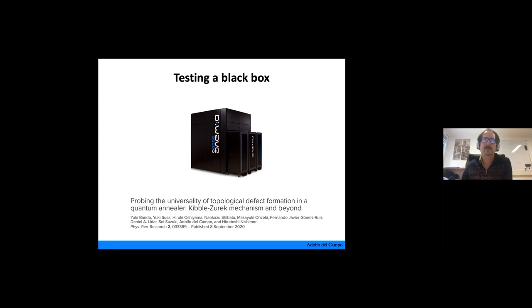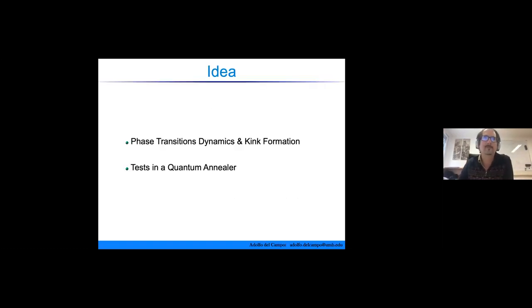And of course, one of the best ways is just take a paradigm, something that you understand very well, such as the dynamics of a phase transition, in particular for kink formation, and test it and see to what extent a quantum annealer behaves according to the theoretical predictions. We will do something beyond, but this was the starting motivation for the project.